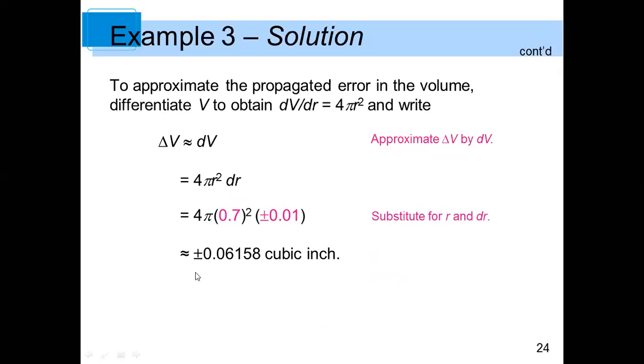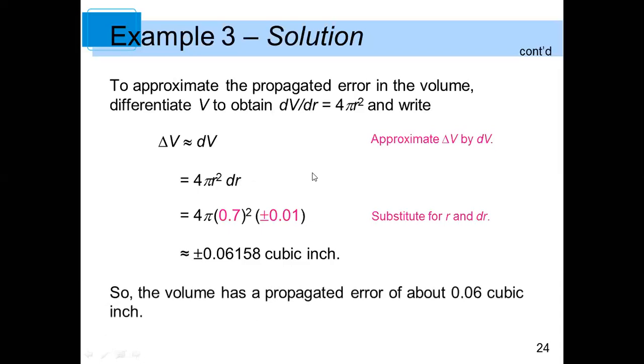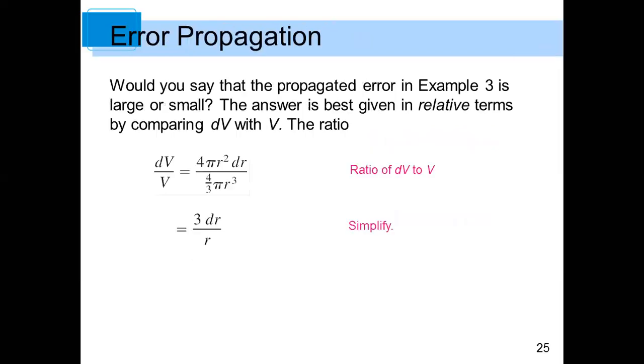0.06158 cubic inches plus or minus. So the volume is going to be within 0.06158 cubic inches either way of the exact volume of a ball bearing that was at a radius of 0.7 inches. So the volume has a propagated error of about 0.06 cubic inches.